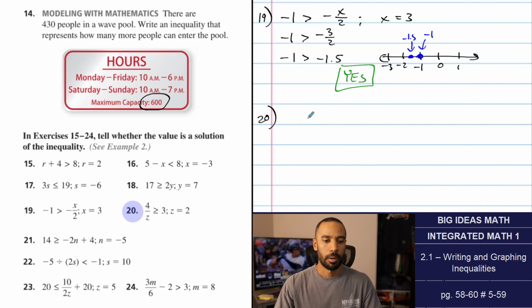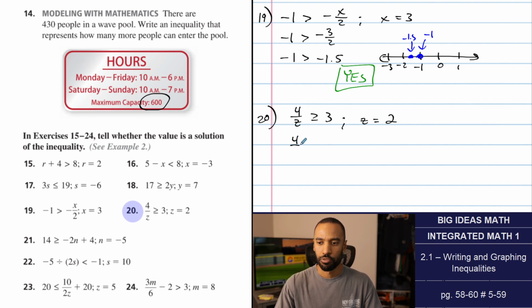Number 20, 4 over z is greater than or equal to 3, where z equals 2. If you're not careful, you're just going to write z as 2's anyway. So 4 over 2 is greater than or equal to 3. Let's see. Is that true? Is 2 greater than or equal to 3? It's not greater than. It's not equal to. That's a no. Welcome back to the no's.